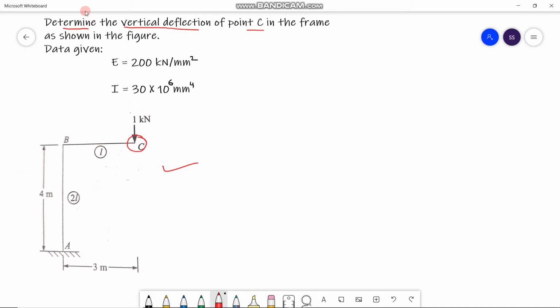The data given to solve this problem is E, the modulus of elasticity, which is 200 kilonewton per millimeter square, and the moment of inertia I is 30 into 10 to the power 6 millimeter to the power 4. Now we have to solve this problem, that means we have to calculate the deflection at point C.